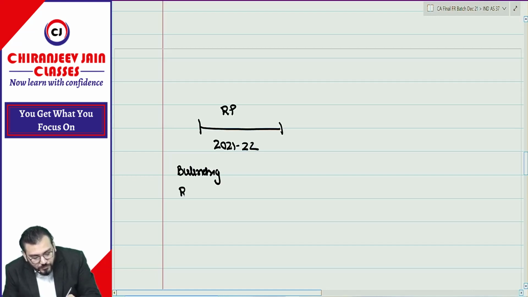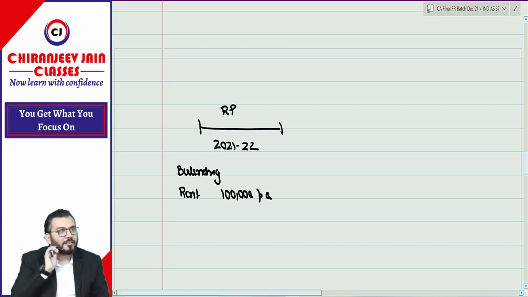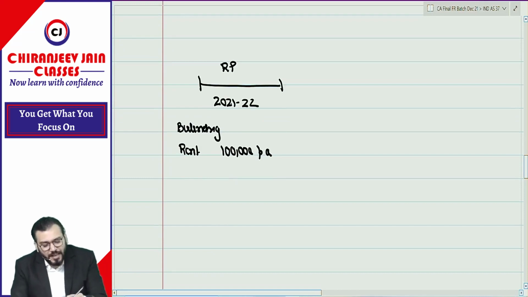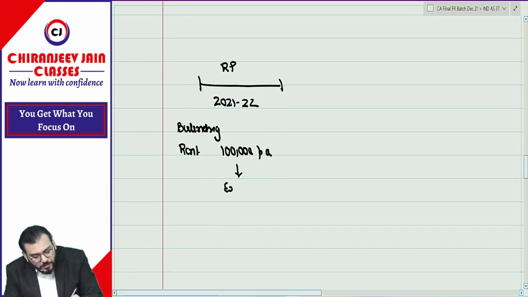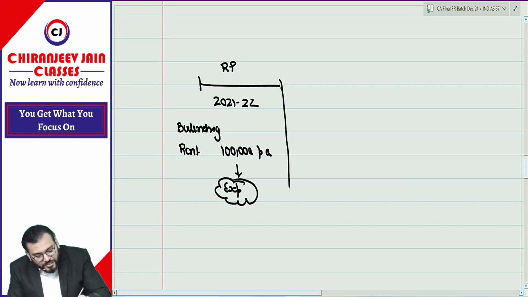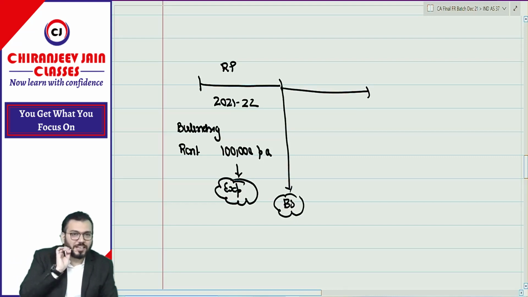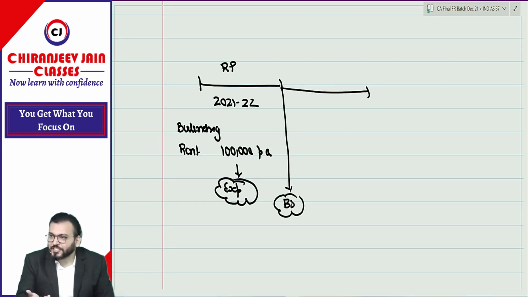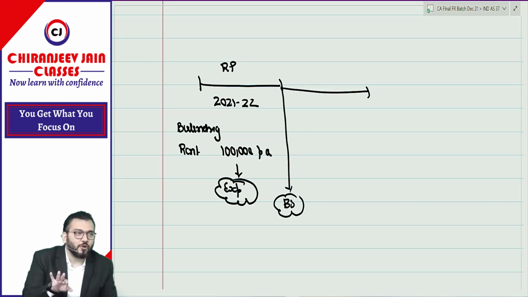And the rent is 1 lakh per annum. Understood? So of course this 1 lakh is an expense, and this should be recognized in this particular year. But can I say on the balance sheet date, we know that we will also pay rent in the next year because we are a going concern. So we will pay rent next year also, the expected rent expense.